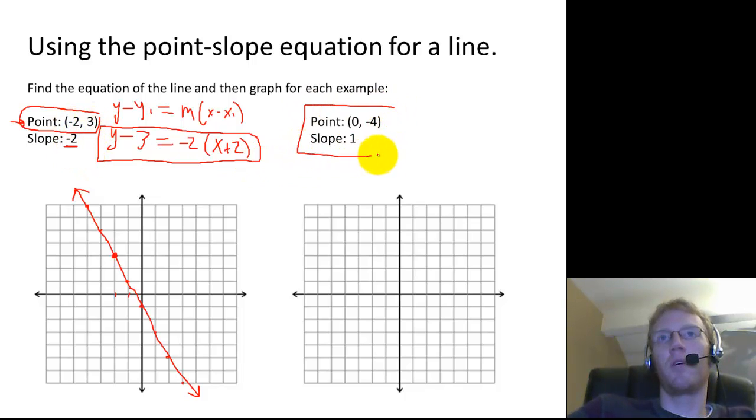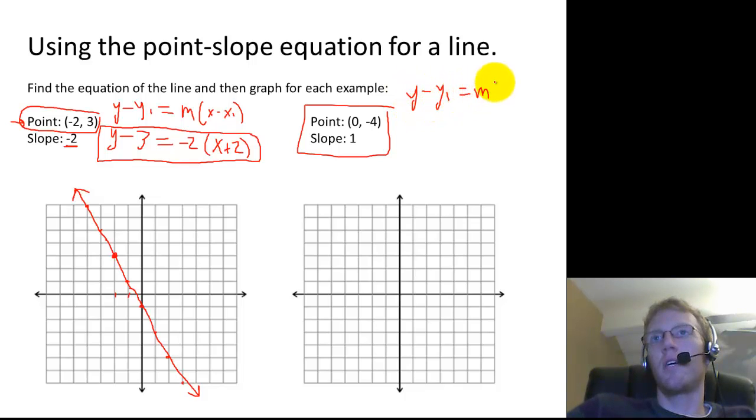Let's try another one. Point-slope. I can write my equation, y minus y1 equals m times x minus x1. And again, I want to emphasize that you're writing the equation before you plug in the numbers. So y minus y1, but y1 is a negative 4, so minus a negative 4 becomes positive 4.